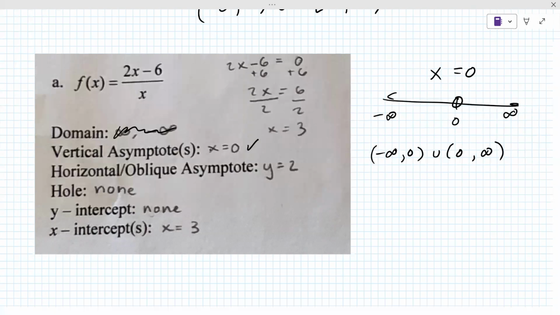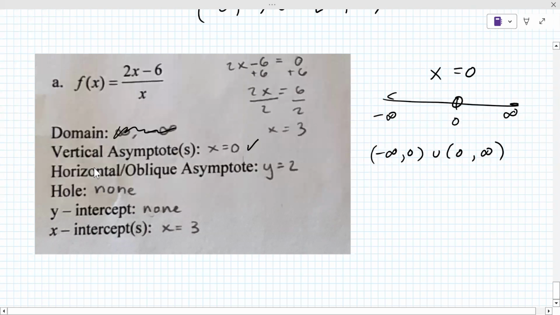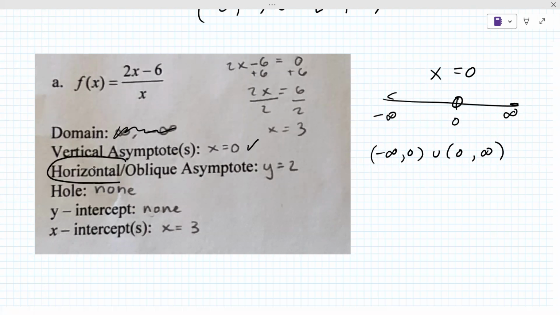That's great. And the horizontal, you really should specify here, and I didn't do that earlier, because they're not the same. It's not horizontal / oblique. It's one or the other. Yeah. But that is correct. It's equal. There are no holes. That's true. The y-intercept is when x equals 0. Sorry, that's correct because you cannot divide by 0. And the x-intercept, good with that.